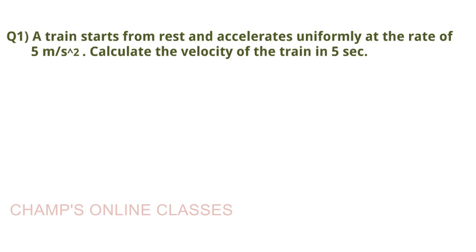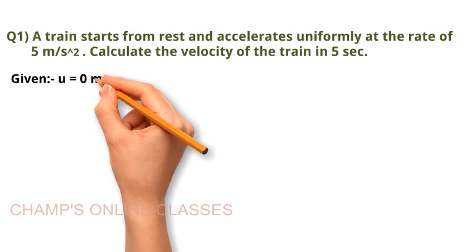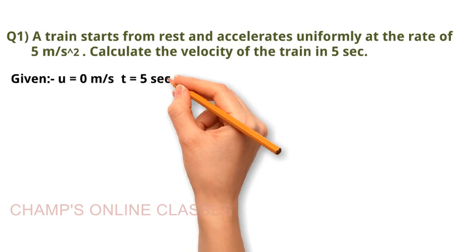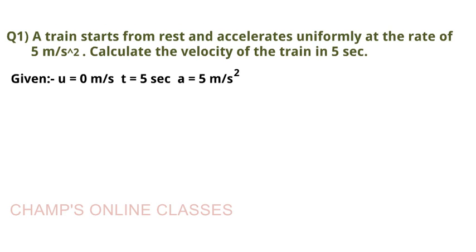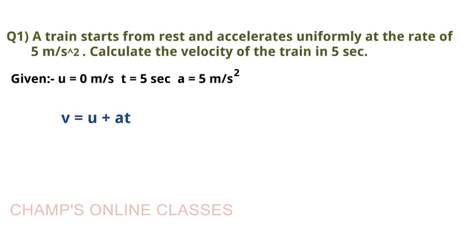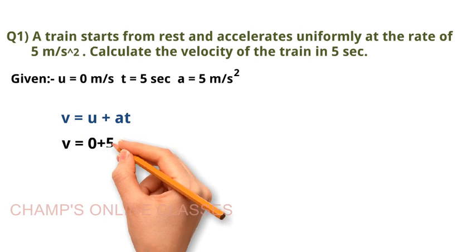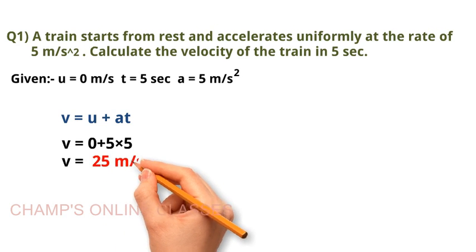A train starts from rest and accelerates uniformly at the rate of 5 meter per second square. Calculate the velocity of the train in 5 seconds. Now, as the train starts from rest, u is 0, t is 5 seconds, a is 5 meter per second square. Using the first formula of motion, that is v is equal to u plus at, substituting all the given values in the formula, we get v as 25 meter per second.